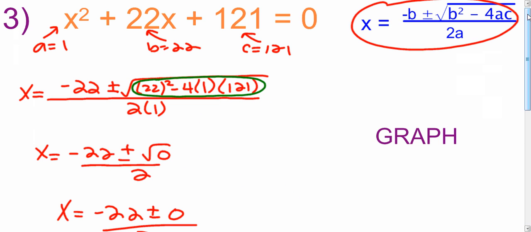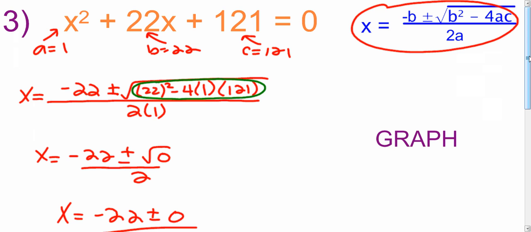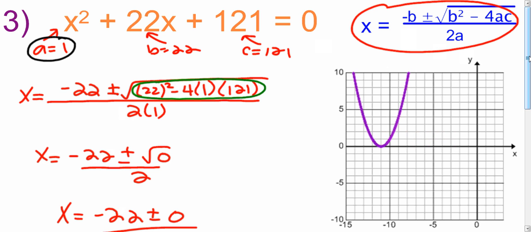If we look at this very beginning equation, it is a quadratic equation because it has an x squared in it. My A is 1, so I know that it opens up. And because I have a double root, the vertex is going to be the spot where it touches the x-axis. And it does here, at x equals negative 11, and it is a double root.